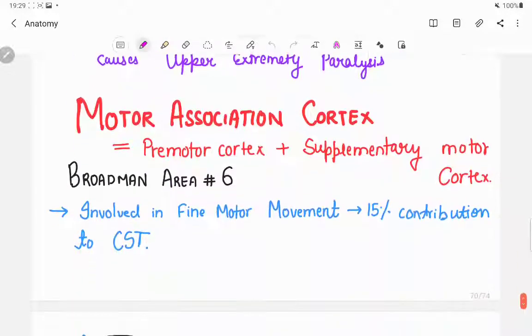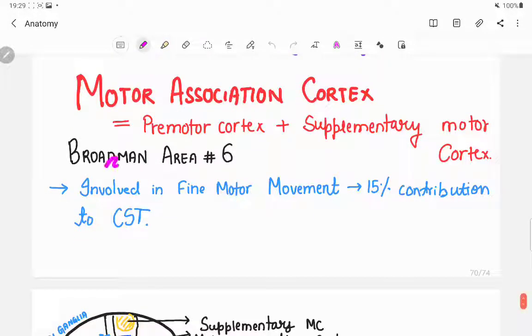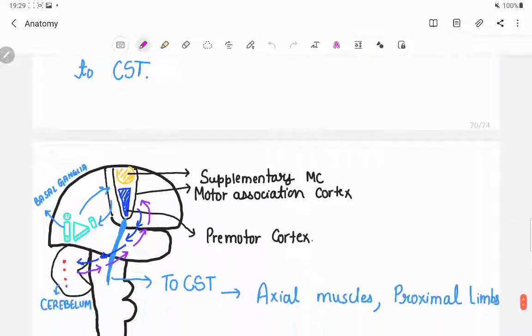Now let us move on to the second area, which is called the motor association cortex. It is composed of two parts. We've already talked about that: the premotor cortex and the supplementary motor cortex, and it is also called Brodmann's area 6. This is information you have to remember. You have to mark this up. It is involved in fine motor movement, and it also contributes some part to the corticospinal tract, which is supplied by the primary motor cortex. We'll see in the diagram which follows.